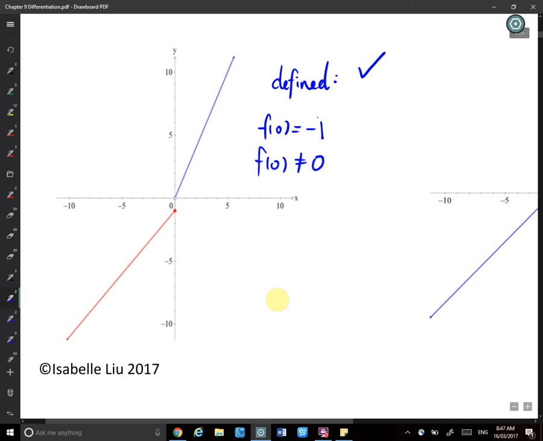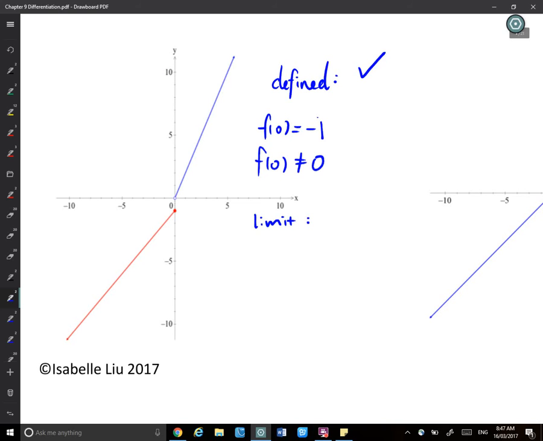Okay, let's think about the limit. Let's think about whether the limit exists. From your knowledge learned from last year, do you think the limit exists or not? No. Okay, the limit doesn't exist. But why doesn't it exist?